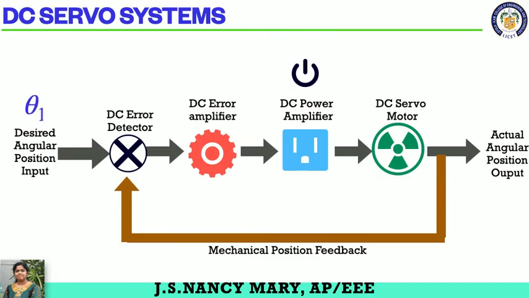Let us consider I need an angular position of theta 1. So the input is given, so the motor rotates, but the measured angle output is theta 2. So it is given as feedback and it is given back to the error detector. Now the error detector detects the error and it is given to the amplifier, which in turn gives to the power amplifier, and the motor will be run again. Still it gets theta 1. So this is your DC servo system.